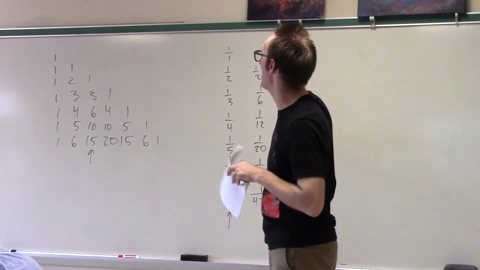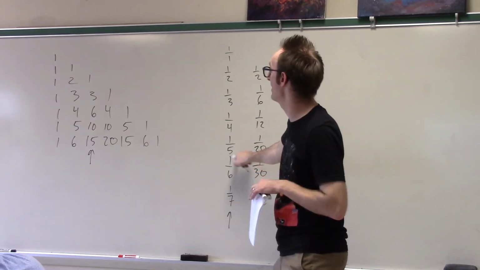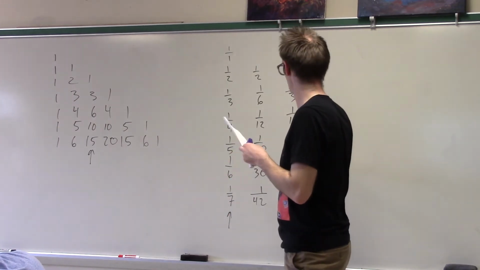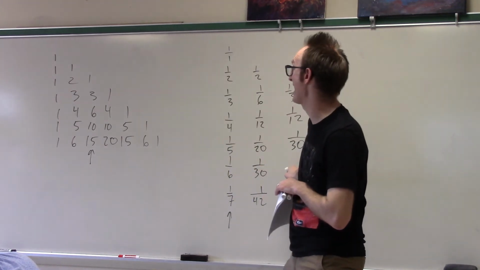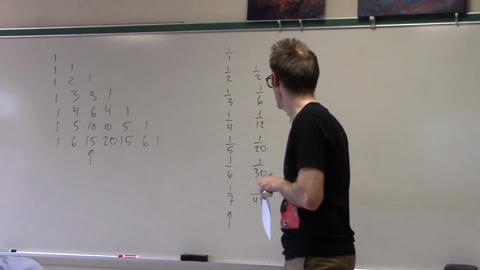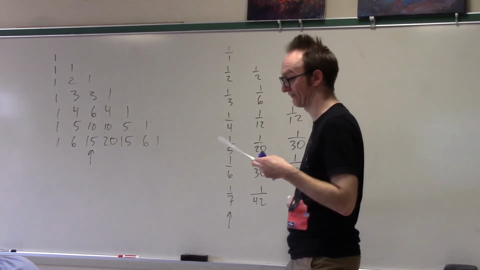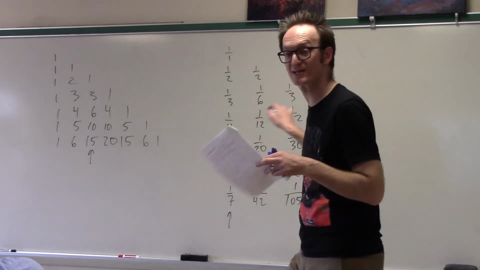1/4 divided by 3. Hopefully, 1/5 divided by 6. 1/6 divided by 10. And finally, 1/7 divided by 15. So it's going to be 1 over 1/5. Okay.